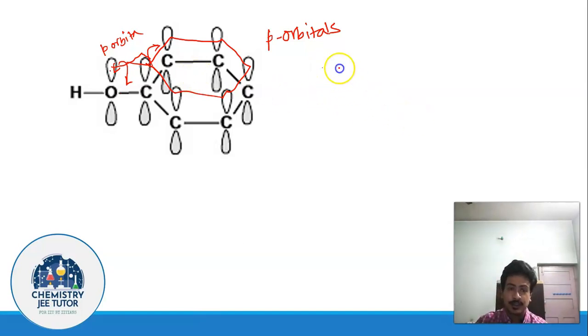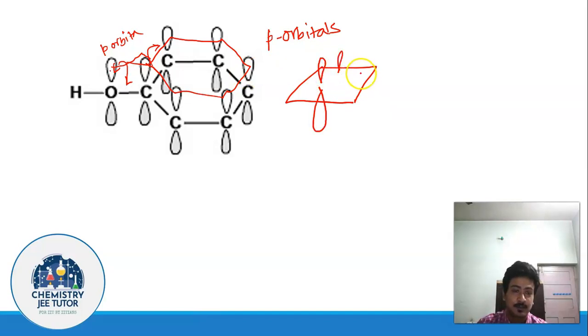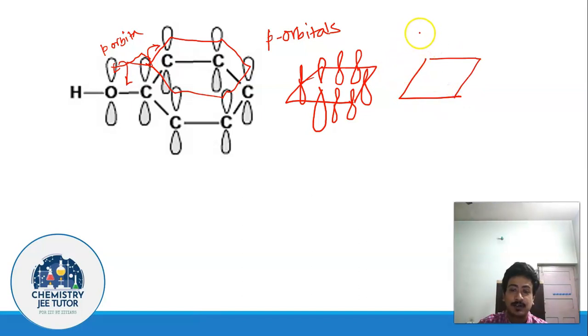So if this is the plane of this benzene ring along with this OH, then the p orbitals are somewhere like this, one above the plane and one below the plane. So what you can understand from this is the p orbitals are in a plane which is perpendicular to this plane. So it is present in a plane like this.